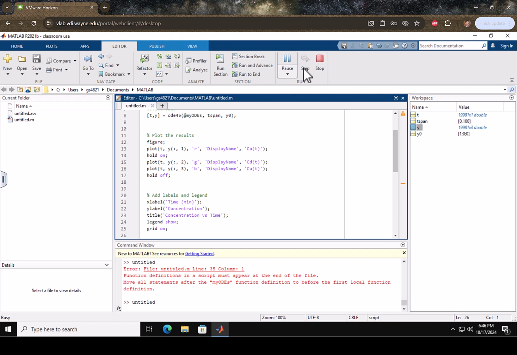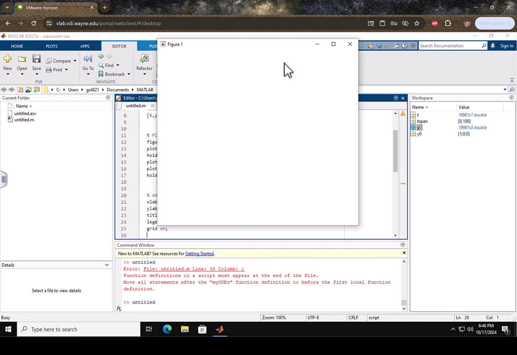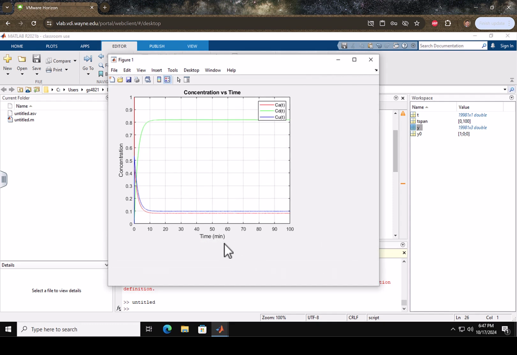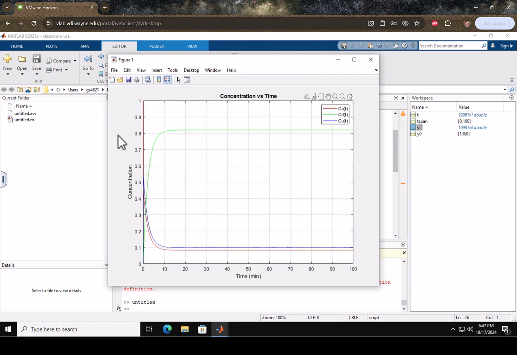It's thinking. You can tell that it's currently working because it has this pause symbol as well as stop. So there we go. We have a graph now. You can see we have time, that's in minutes. The title is right here, concentration versus time. We have concentration over here, and it's giving us the color scheme that we're looking for.